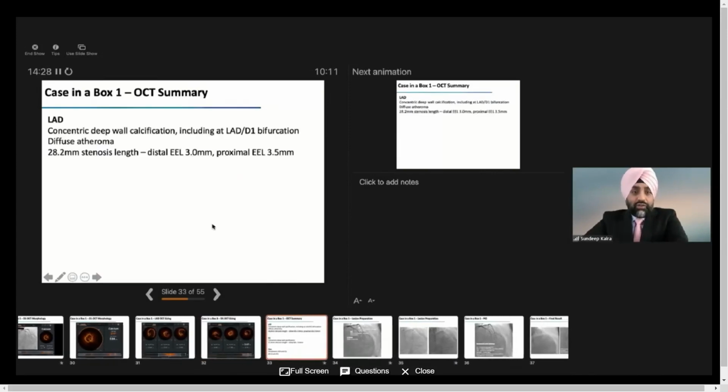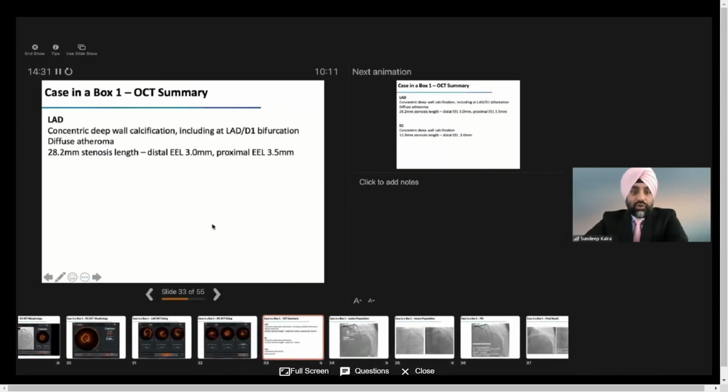So based on these OCT findings, there's concentric deep wall calcification in the LAD, including the bifurcation. It's diffusely atheromatous, a 28 millimeter stenosis length. The distal LAD size that I marked was 3 millimeters diameter, and the proximal was 3.5 millimeters. The first diagonal had deep wall calcification, 11.3 millimeter stenosis length, and the distal diagonal had a 3 millimeter diameter.